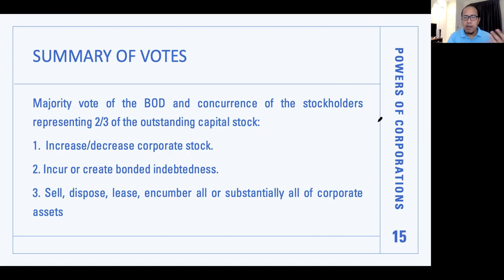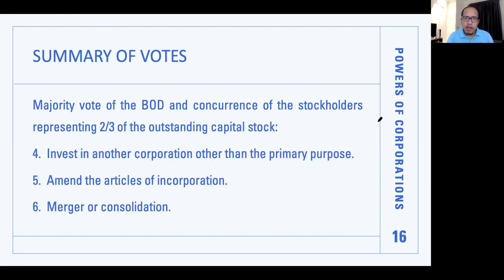So for the first set, ito yung pinakamarami, yung mga desisyon na nangangailangan ng majority vote from the board at merong concurrence or approval ng stockholders representing 2/3 of the outstanding capital stock or 2/3 of the membership in case of non-stock corporations. Ano to? Pag-increase and decrease in capital stock or corporate stock, incur or creation of bonded indebtedness, sale, disposition, lease, encumbrance of all or substantially all of the corporate assets. Fourth, investment in another corporation other than the primary purpose of the corporation as indicated in the Articles of Incorporation.